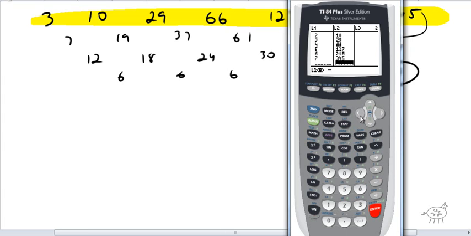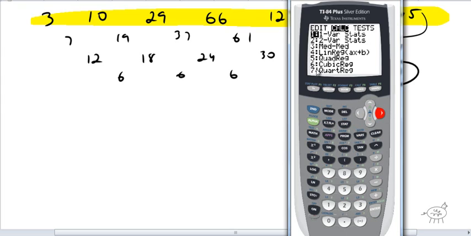Let's hit stat. Let's go to calculate, and we figured out it's cubic, so it's 6. Hit enter. And you're like, oh man. Well, wait a second. I got some weird stuff here. First of all, it's y equals ax cubed plus bx squared plus cx plus d, which is fine. A is 1. B is negative 2.3.